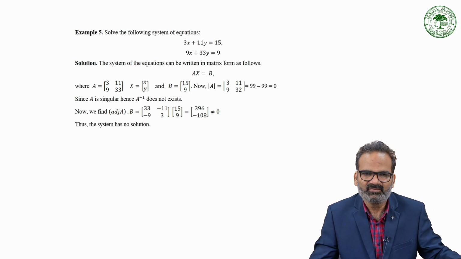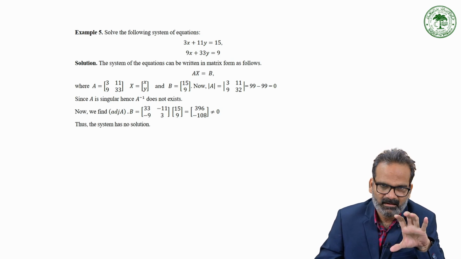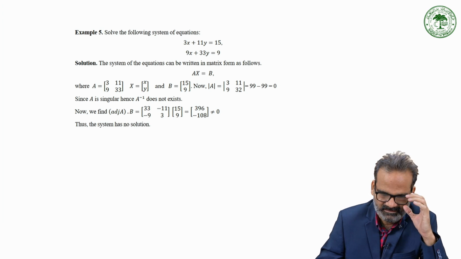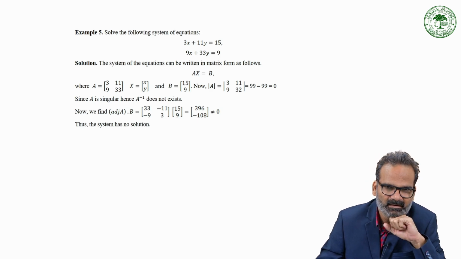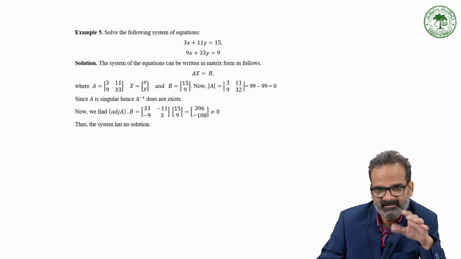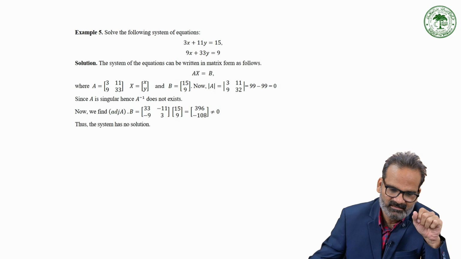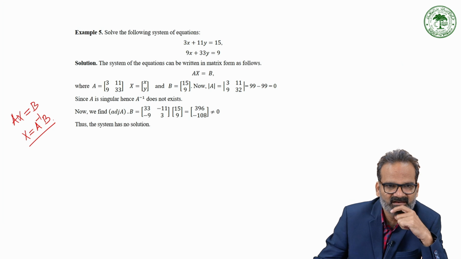In the last lecture, we discussed how we can find the solution of a system of linear equations using the matrix inversion method. All the examples we discussed were of the same type. In each case, the determinant of the matrix was not equal to 0. Therefore, the system Ax = B had a unique solution given by x = A inverse B.